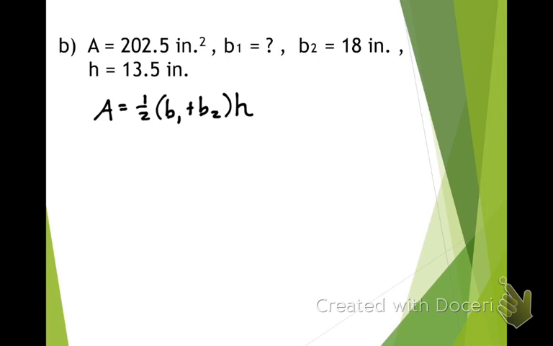Okay, Deasia, do I know my area? What is it? 202.5. Pearson, do I know base 1? I do not, so just do base 1. Pearson, do I know base 2? What is it? 18. And Mickey, do I know my height?